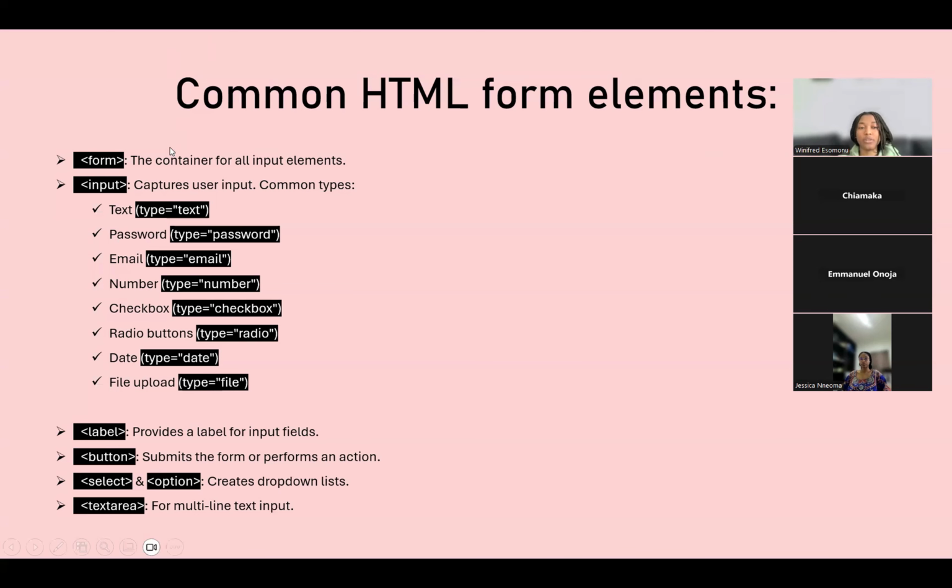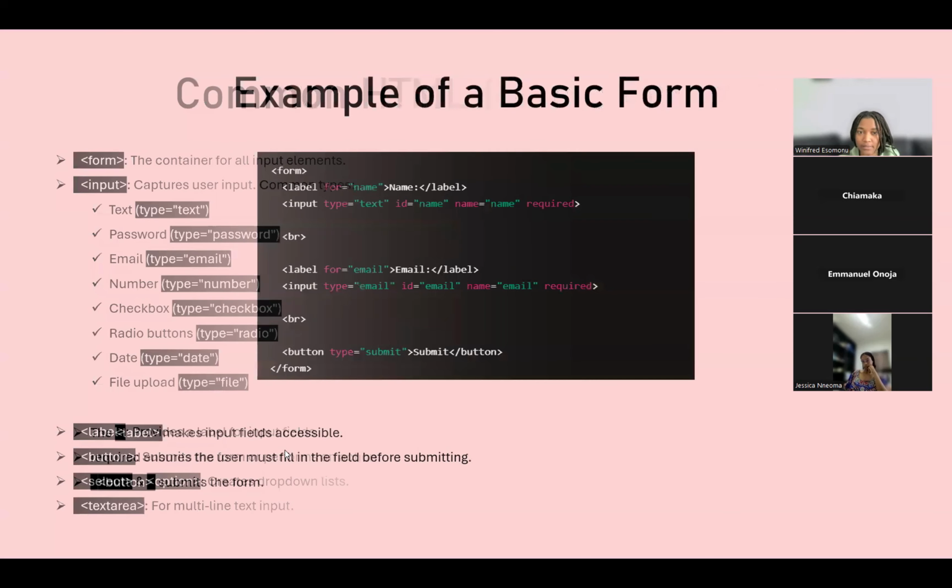Then we have something called the label. This gives a label for your form field. We have the button. The button is used to submit your form. We have select and option. And then we have textarea for when you want to type larger blocks of text.